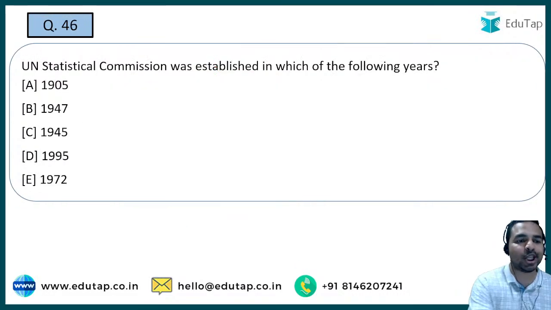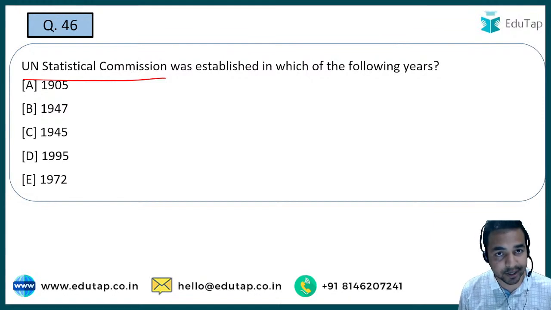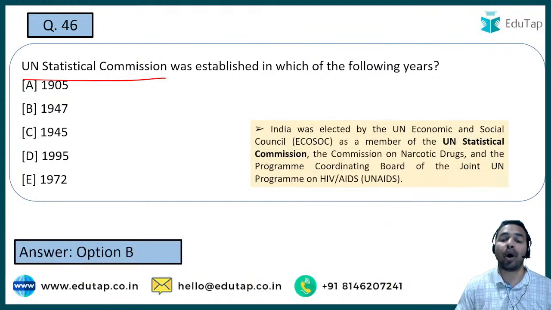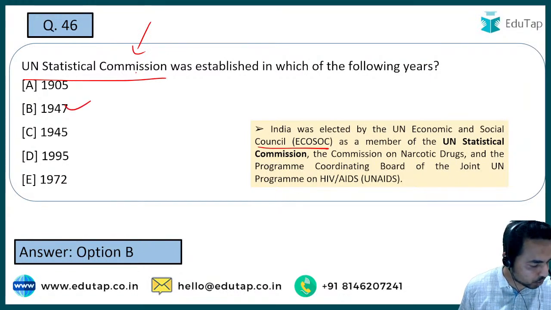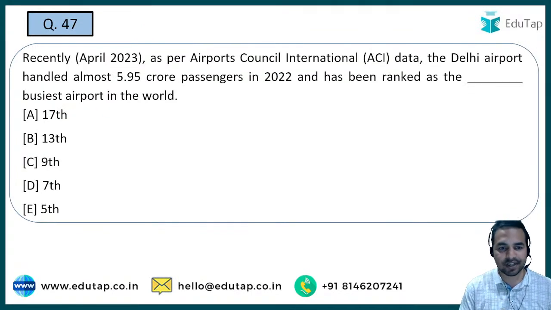Now the next question is on the United Nations Statistical Commission, and you are just required to identify the year when this particular commission was established. See guys, why is this particular question being asked here? Because recently the United Nations Statistical Commission was in the news. And why was it in the news? Because India was recently elected by the UN Economic and Social Council as a member of this commission, and this commission was launched in the year 1947. Absolutely. All the people have given me the right answer to this question, that is option B, 1947. Now the next question.